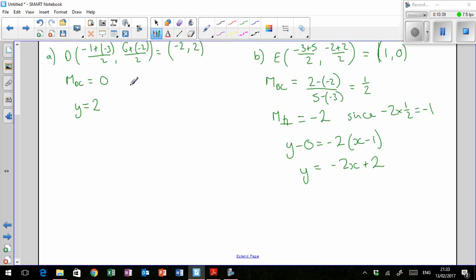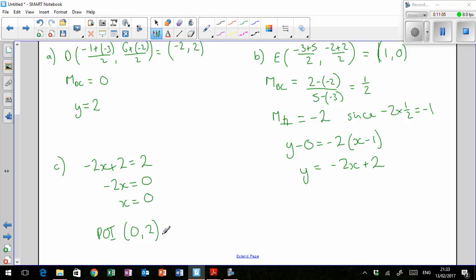And then again, we're just looking in part C for the point of intersection. So we've got them both equal to y. So it's negative 2x plus 2 is equal to 2. Which solves, subtract 2 from both sides, negative 2x is 0. So just x is 0. So the point of intersection is 0, 2.